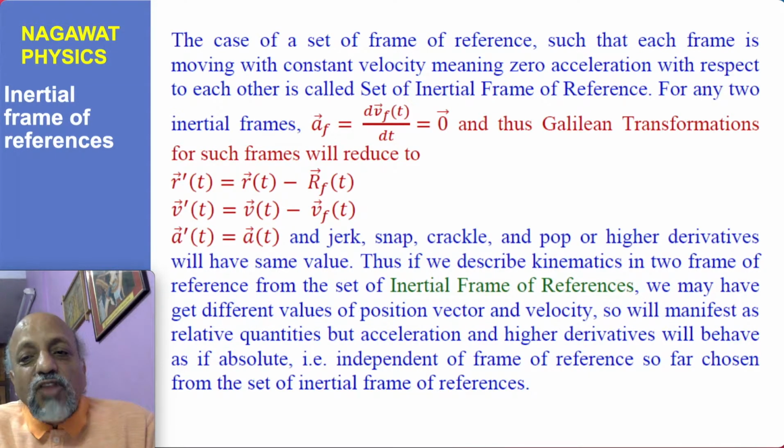So from the set you can choose any two frames, and the description which I have given here would be holding. That means that the velocity of the primed frame will be constant with respect to the unprimed frame, or, without using primed or unprimed, the velocity of the first inertial frame of reference would be constant when it is described in terms of the second frame of reference, and vice versa.